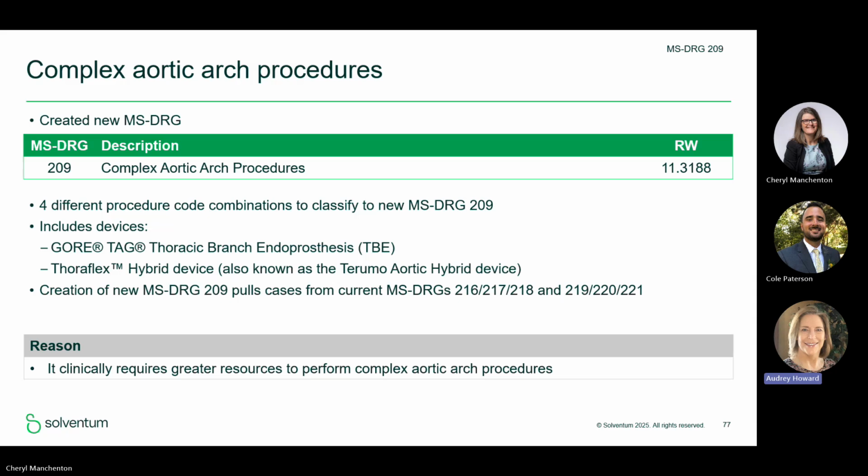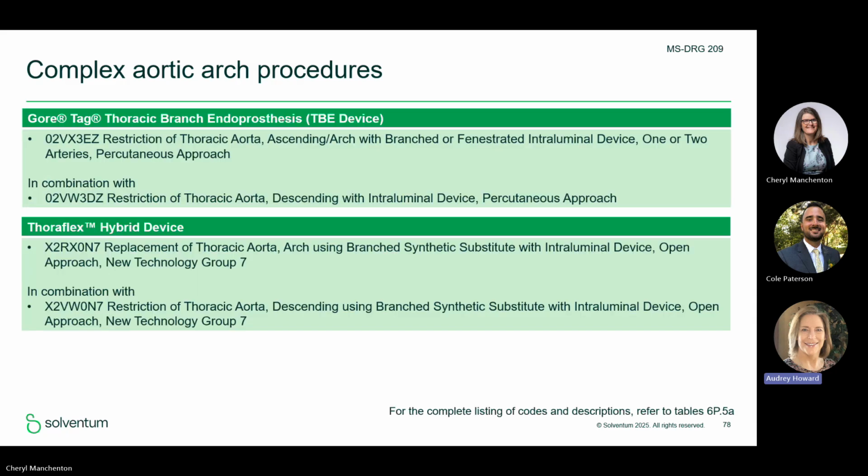So there are 4 different procedure code combinations to qualify for this. Some of them will include new technology, such as the GORE TAG thoracic branch endoprosthesis or the Thoraflex hybrid device that would qualify for this new MS-DRG. As we go on to the next slide, it breaks out what each of those 4 different ways of qualifying for this new MS-DRG are.